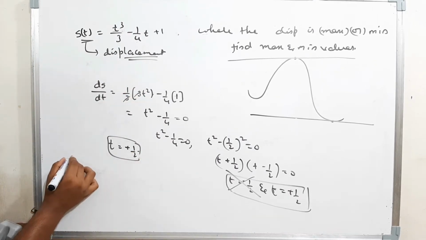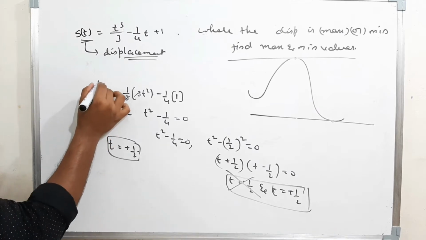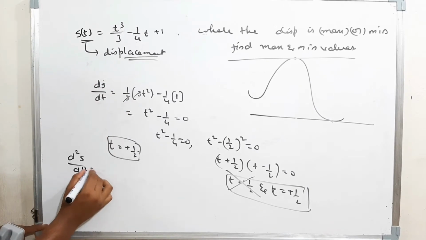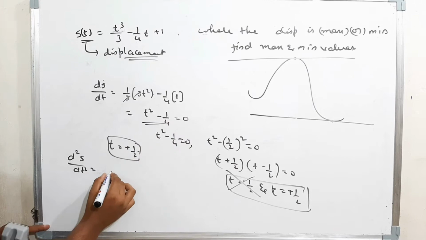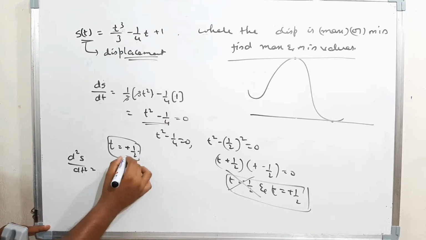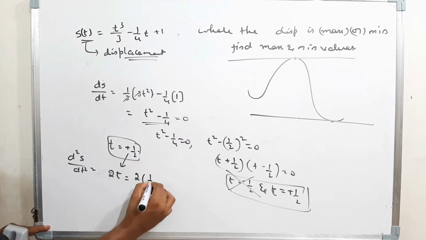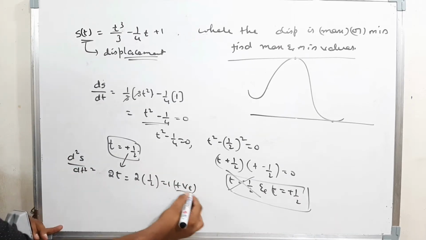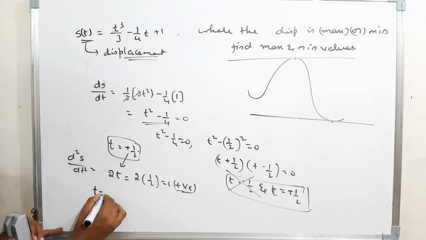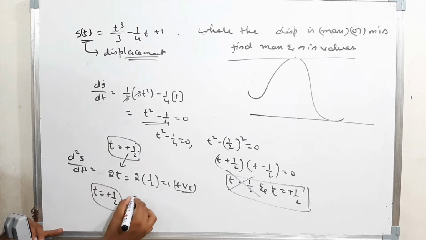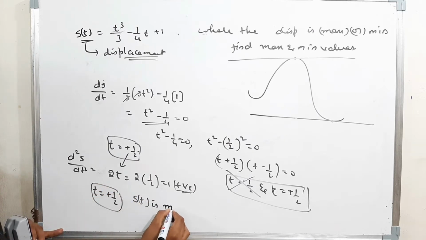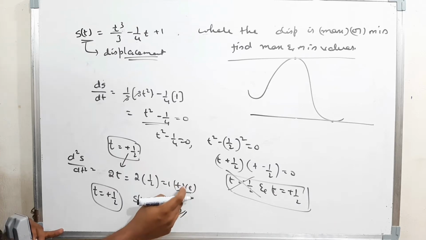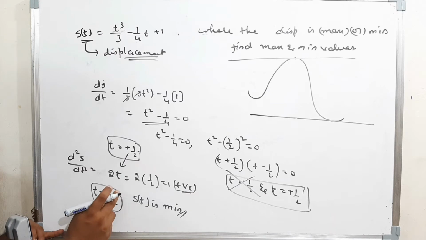For that, I have to differentiate twice. Therefore d square s by dt square: differentiate this again and you will get 2t. Now put this t value here: 2 into 1 by 2 is nothing but 1, which is a positive value. If d square s by dt square is positive, then at time t equal to 1 by 2, S of t has a minimum value. So at t equal to 1 by 2 second, S of t is minimum.